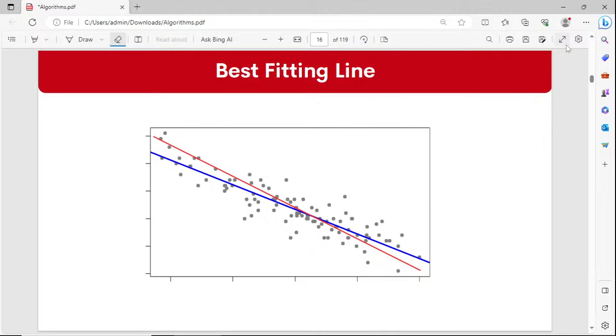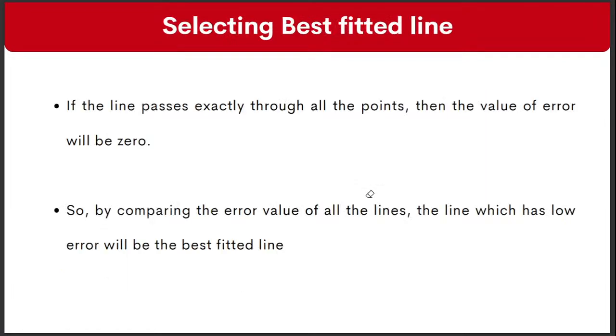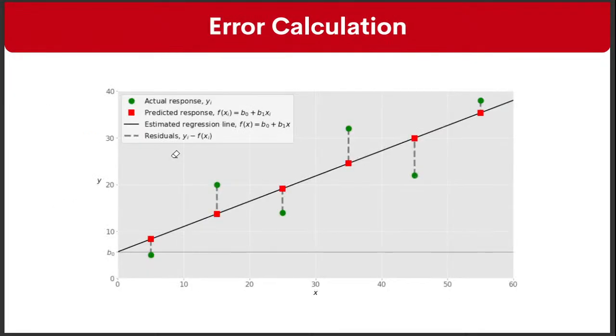So how will I tell that? I'll tell you with this, see here. Like that, we will be calculating the error value. The line which has the lowest error will be the best fitted line. Imagine a situation where all the points are exactly on the straight line. Imagine this orange line alone. Every point is exactly passing through the straight line. Now what will be the error value?